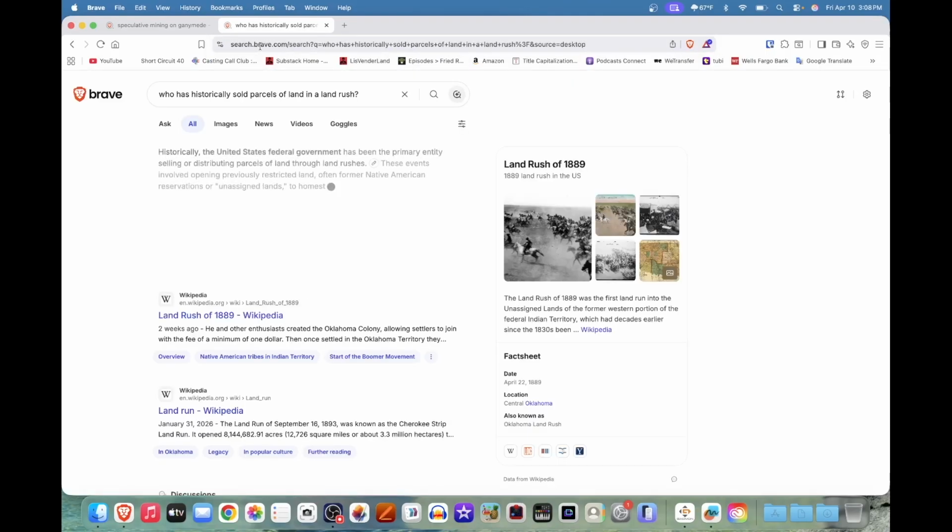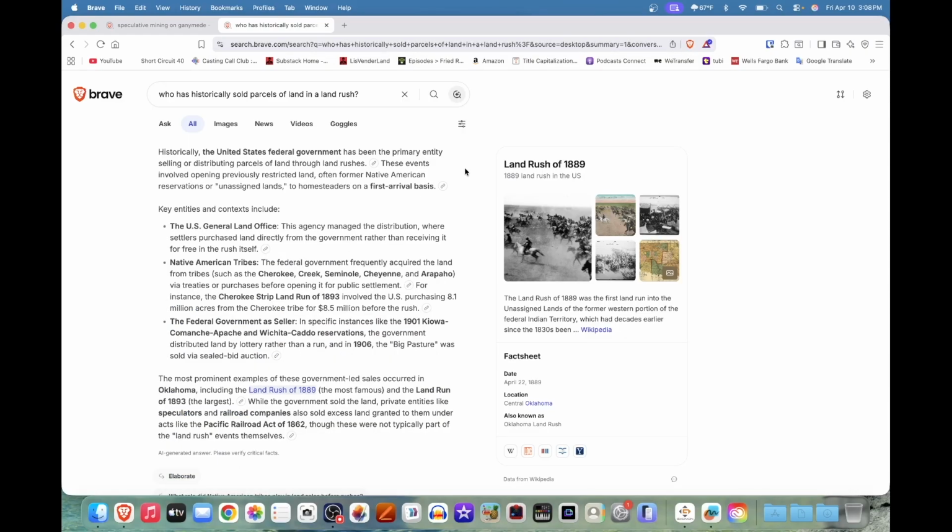Historically, the United States federal government has been the primary entity selling or distributing parcels of land through land rushes. These events involve opening previously restricted land, often former Native American reservations or unassigned lands, to homesteaders on a first arrival basis. General Land Office, Native American tribes, federal government as seller. Well, both of these are difficult to say because we're talking about other planets here.